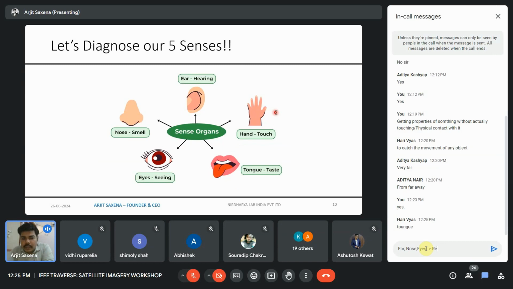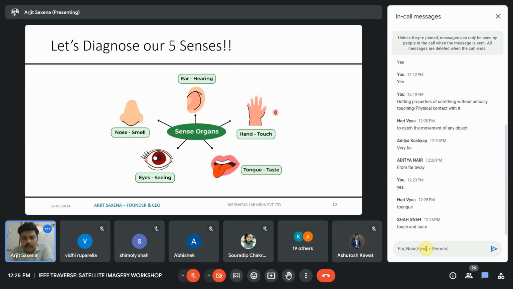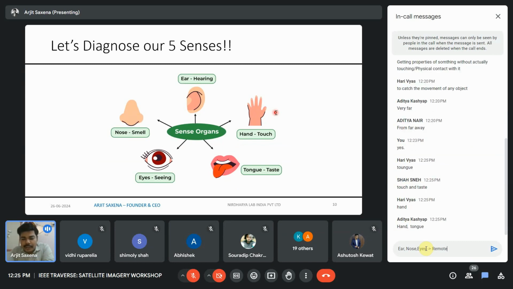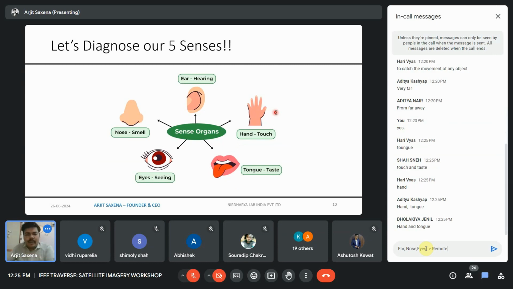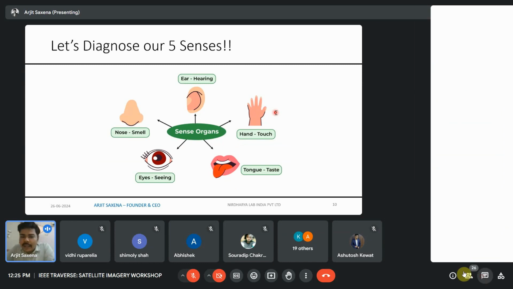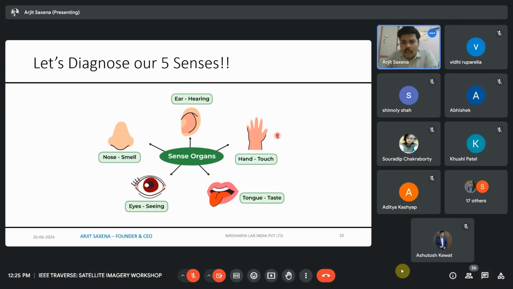So out of this, which is the tongue? Yeah, good, Hari. Touch and taste, good. Hand and tongue, good guys. So hand and tongue, because when you are using a hand, you are going to touch something, and while you are touching, that is not remote sensing. That is known as an in situ experiment. Sir, what does in situ experiment mean? We will touch upon this as well.